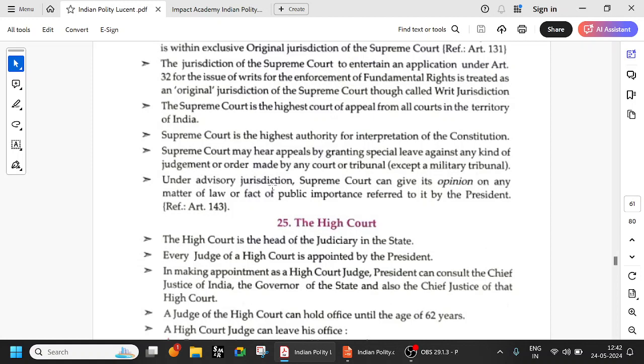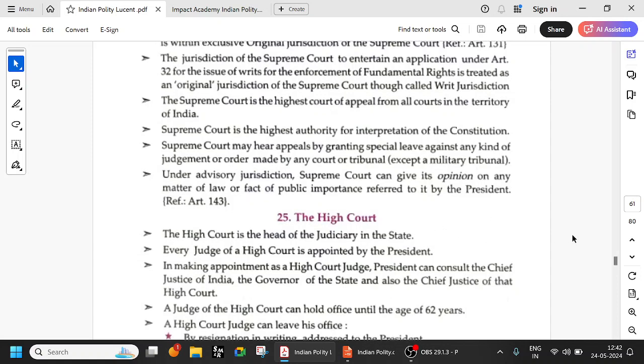Under advisory jurisdiction, Supreme Court can give its opinion on any matter of law or fact of public importance referred to it by the President. So Article 143. Very important. This is the advisory jurisdiction. Now let us look at the High Courts.